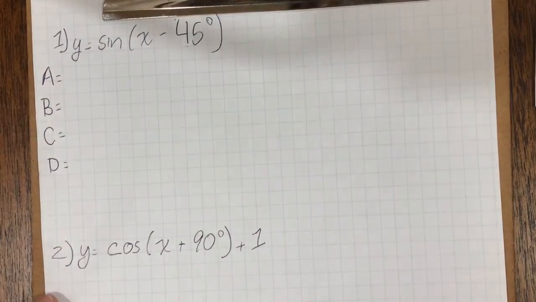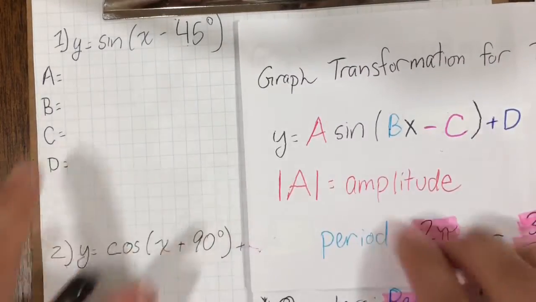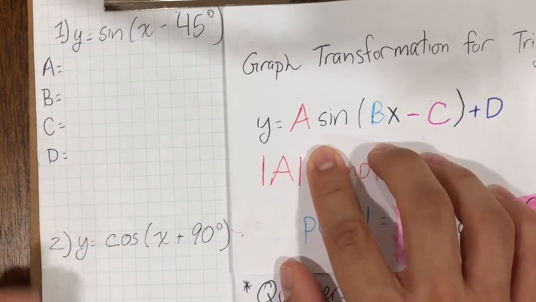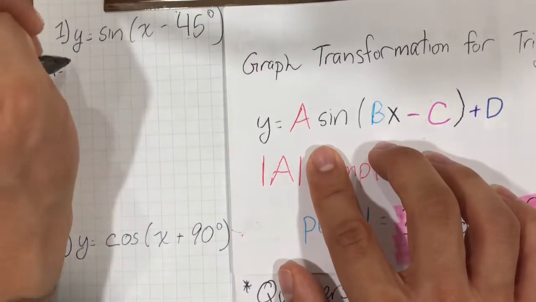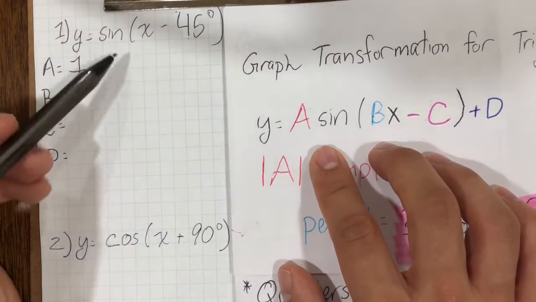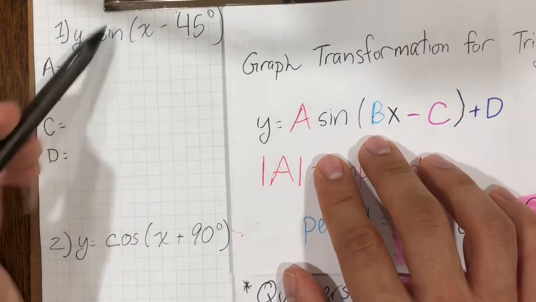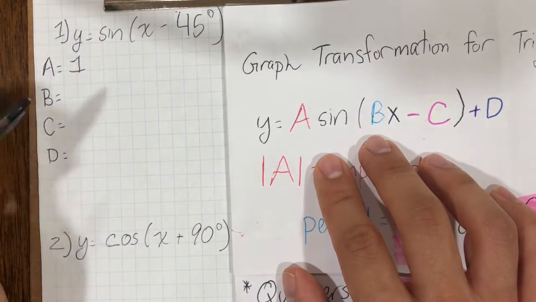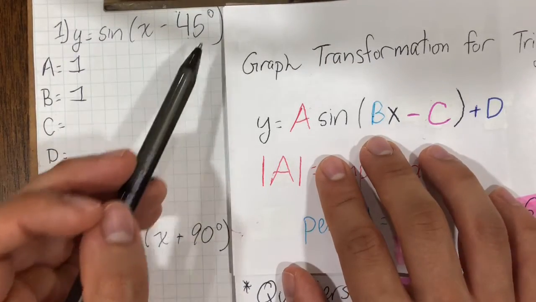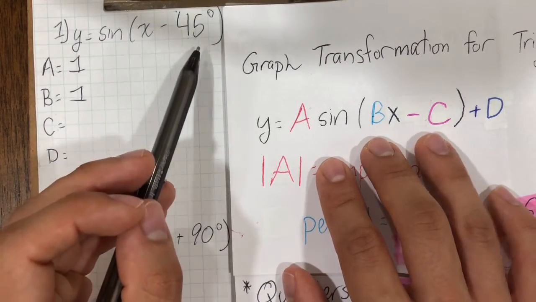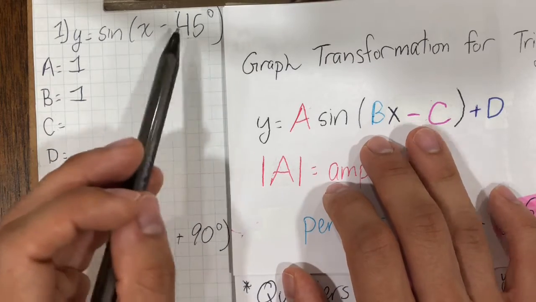Okay, so if we compare the equation to the format, you see that for A, there is no number in front of sine, so that means my coefficient is going to be a 1. We see for B, there's no number in front of x, so that coefficient is going to be 1. But we do see a number in the same spot for C, which is 45. And they both happen to be minus, so that's good.